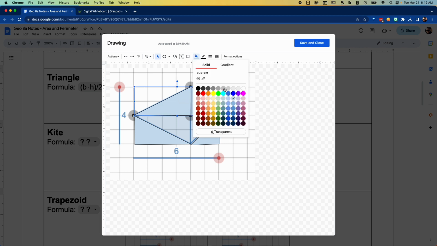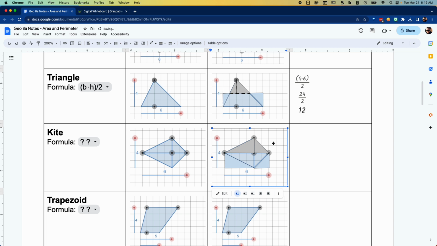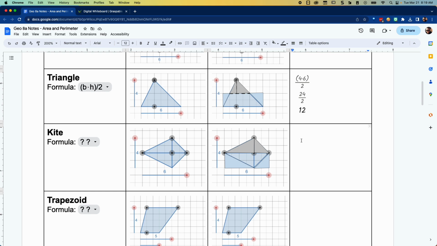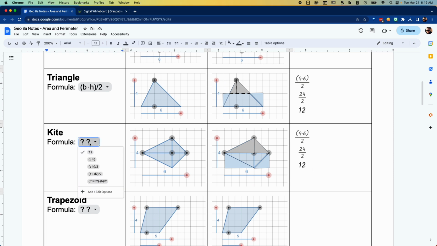And then I'll highlight these 2, make them gray, just to color them out. And notice again, I have that same kind of box as I did before, where it's not the whole 4 by 6 box, it's just half of it. So I'm going to have the same kind of calculation that I did for the triangle. So kites and triangles, very similar in the way that they fill the space of an area. That means then that my formula, I could say, is base times height divided by 2.